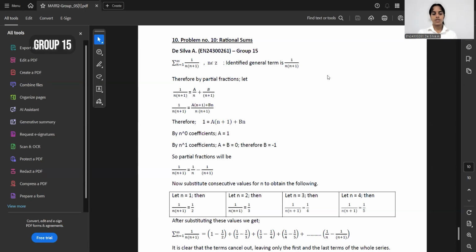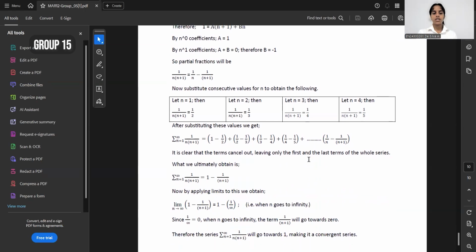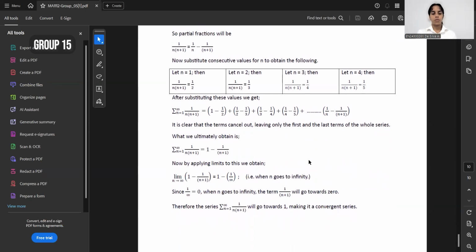The general term of the expression 1 over n into n plus 1 is simplified using partial fractions, which gives us 1 over n minus 1 over n plus 1. Then, by substituting consecutive values for n, starting from n equals 1, then n equals 2, n equals 3, n equals 4, and so on, it is clear that all the terms cancel out, leaving only the first and the last terms in the series. This simplifies the series to give 1 minus 1 over n plus 1. To find the sum, we apply the limit as n approaches infinity. Since 1 over n plus 1 goes to 0, the series converges to 1.